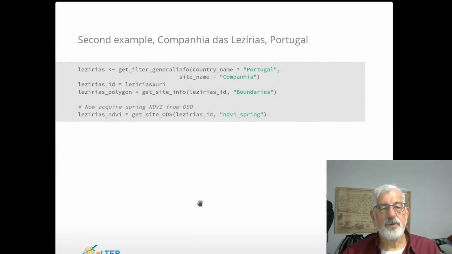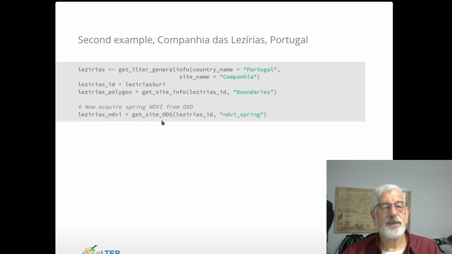For the next example, we're going to go over to Portugal. Using the same procedure, get eLTER general info with the country name and the site name. Next, we extract the DIMES URL into a Lesirias ID using the $URI subset, and again query for boundaries.